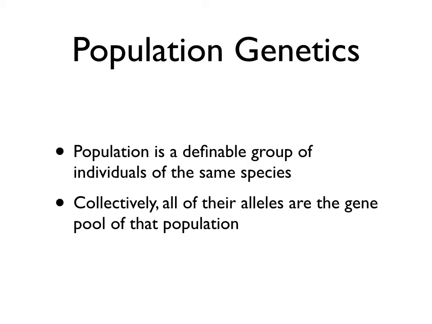Now, a term that we're going to touch on here in this chapter is population genetics. And in this context, a population is a definable group of individuals of the same species. And so these individuals exist as members of the same species and may potentially interbreed with one another, produce offspring that have genotypes that are derived from both parents that exist within this population.